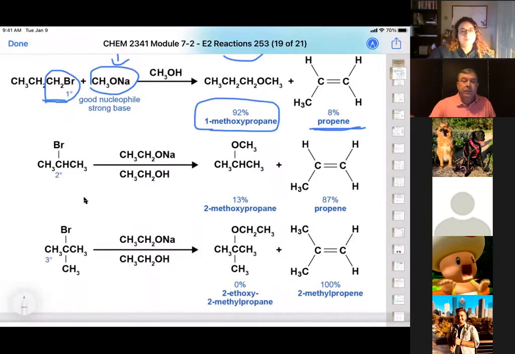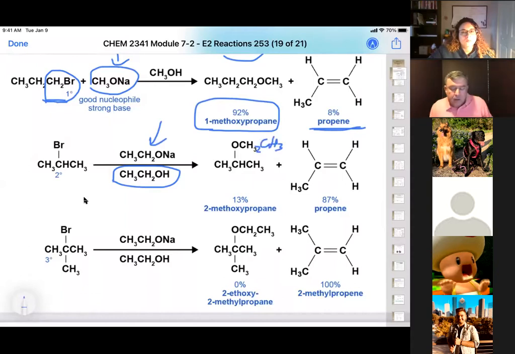And notice we're using a similar base here. This is just the deprotonated form of ethanol to make our ethoxide as our base, okay? So we do get, oh, this should be a CH2 CH3 here, okay? We do get some of that substitution product, but the major product when we have a secondary alkyl halide is the alkene or the elimination product, okay?